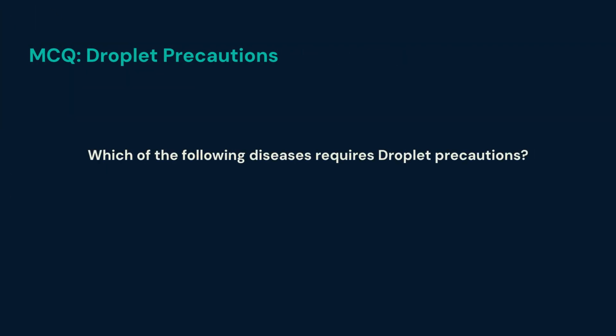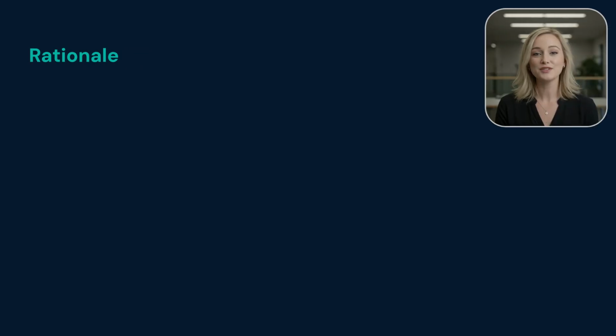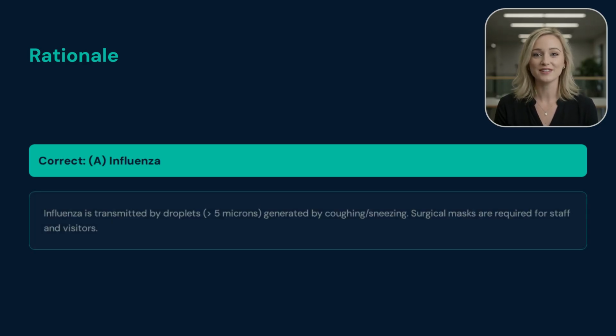Next question. Which of the following diseases requires droplet precautions? A. Influenza, B. Measles, C. Varicella, or D. Scabies? The correct answer is A. Influenza. Influenza is transmitted by droplets larger than 5 microns generated by coughing or sneezing. Surgical masks are required for staff and visitors.